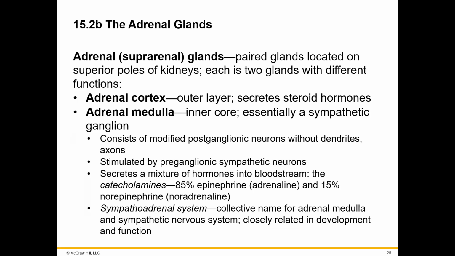Okay, the adrenal cortex is further divided into three layers. 1, 2, 3. The first layer is known as the zona glomerulosa. Glomerulosa means balls, circles.